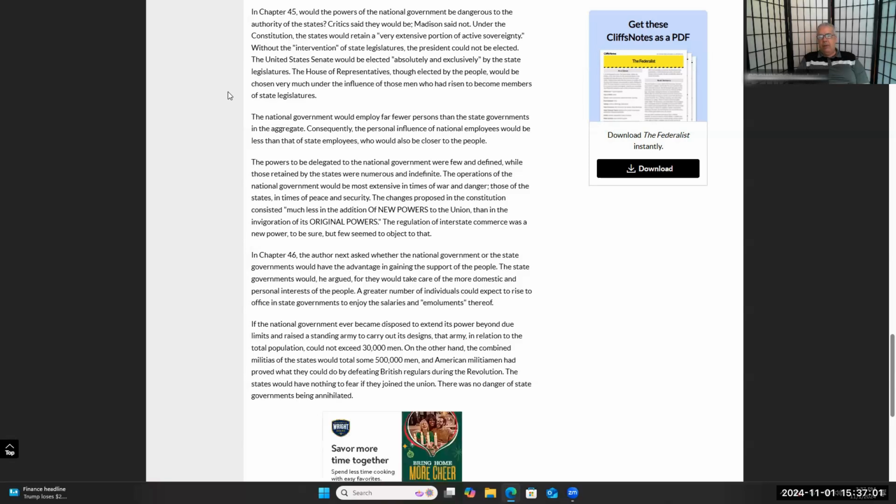And that's why when you think about the states, you think about the people. The states are supreme. The people reside within the states, right? More specifically than at the federal level. Not systemically, but specifically within the states or within a particular state, right? Without the intervention of state legislatures, the president could not be elected. There you go. United States Senate would be elected absolutely and exclusively by the state legislatures. There you go. The House of Representatives, though elected by the people, would be chosen very much under the influence of those men who had risen to become members of the state legislatures, right?